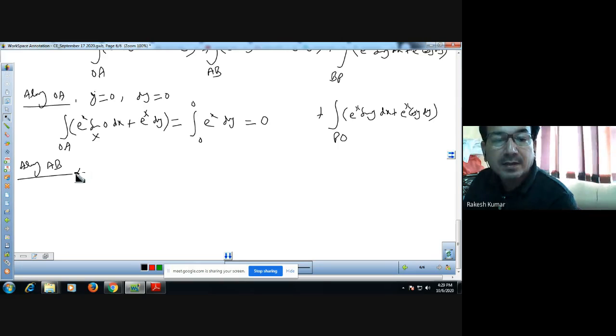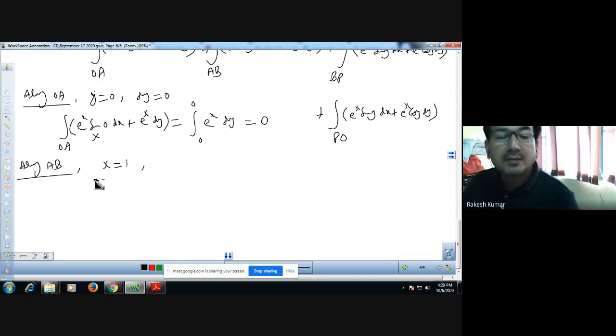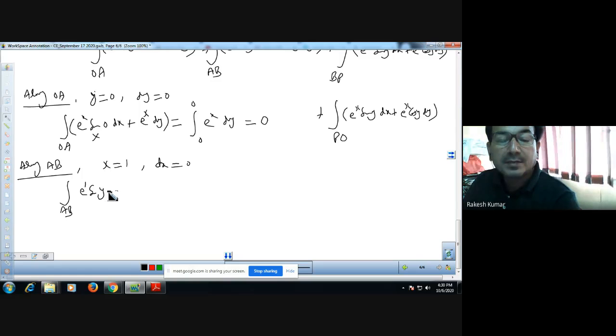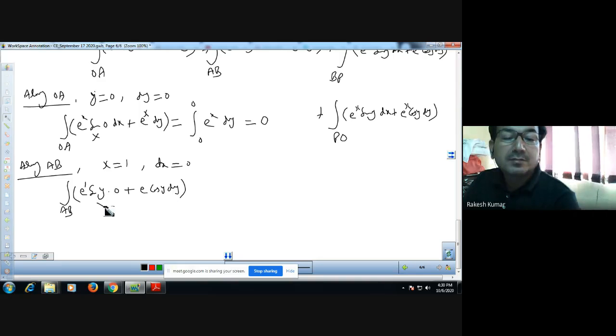Similar will be the case along AB. And what is AB? x is equal to 1. This is the equation of the line AB. If x is 1, the differential of x will be 0. So along AB, the value will be e power 1 into sin y into dx, which comes out to be 0, plus e power 1 into cos y into dy.